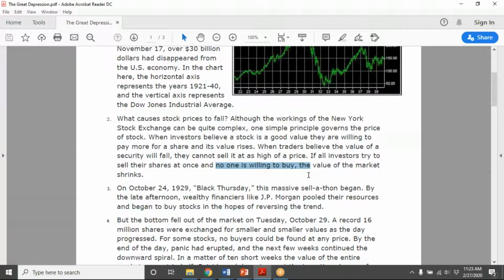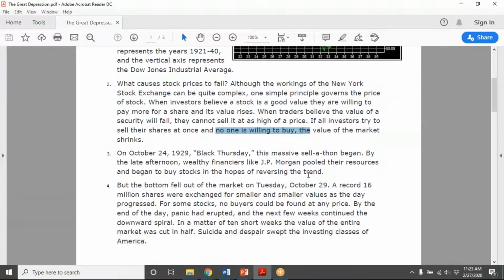Carla, could you read paragraph 2? No, wait a second, paragraph 3. Yes, on October 24, 1929, Black Thursday, this massive sell-a-thon began. By the late afternoon, wealthy financiers like J.P. Morgan pulled their resources and began to buy stocks in the hopes of reversing the trend.